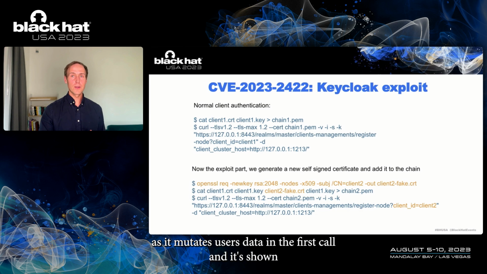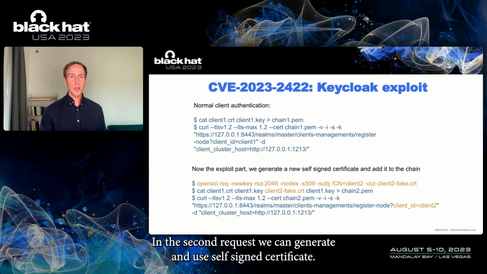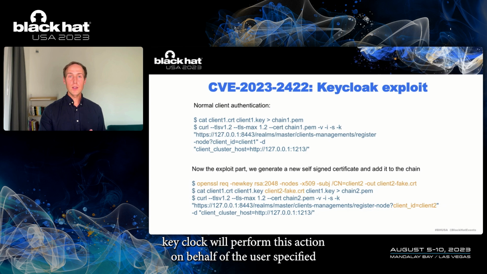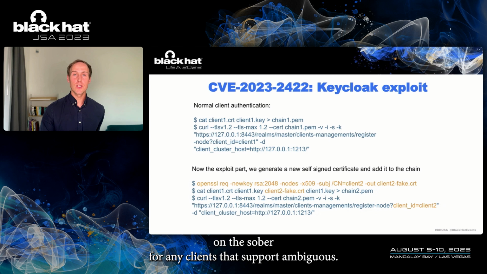In the first command, it's shown how we can normally use this API with mutual TLS. In the second request, we can generate a new self-signed certificate using OpenSSL and add it to the chain. When we send the second curl request, Keycloak will perform this action on behalf of the user specified in the certificate 2 instead of certificate 1. Therefore, we can mutate data on the server for any clients that support mTLS.